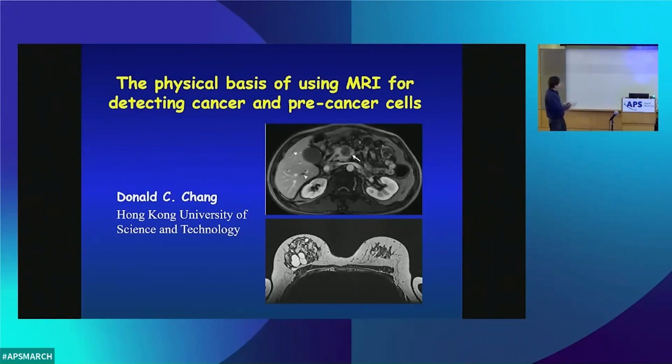All right? As Stephen already told you, the title of this talk is the basics of using MRI for detecting cancer and pre-cancer cells. Since I have participated in this field a long time ago, almost half a century, my talk will be more oriented toward the historical development. So I will give you a historical perspective of how MRI developed, from one of the observers or participants.